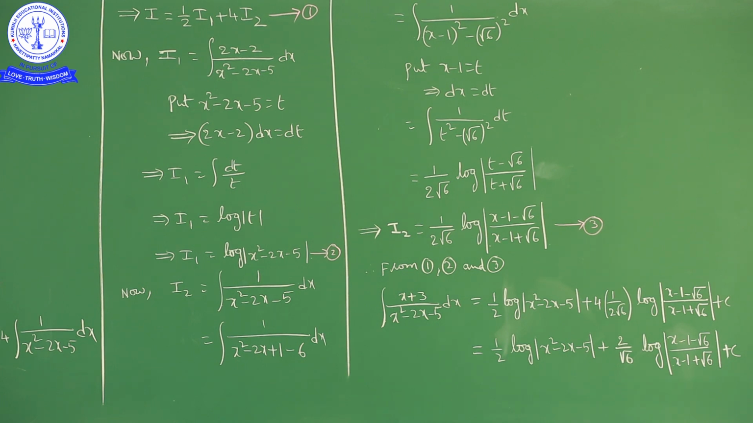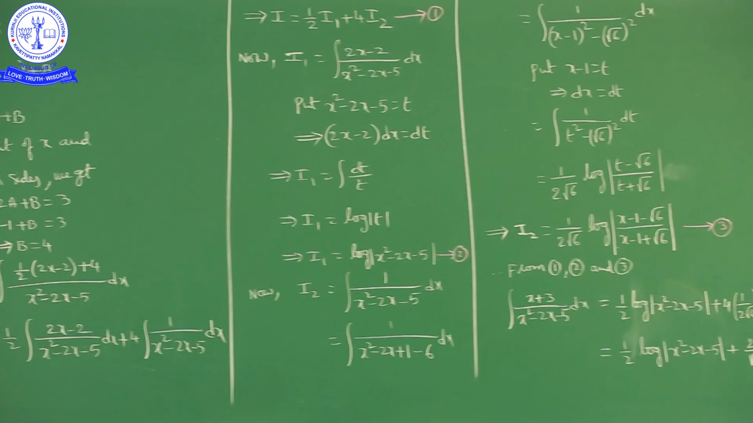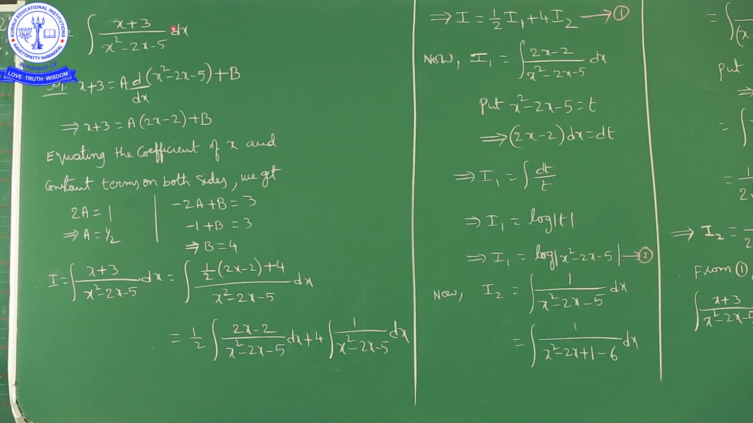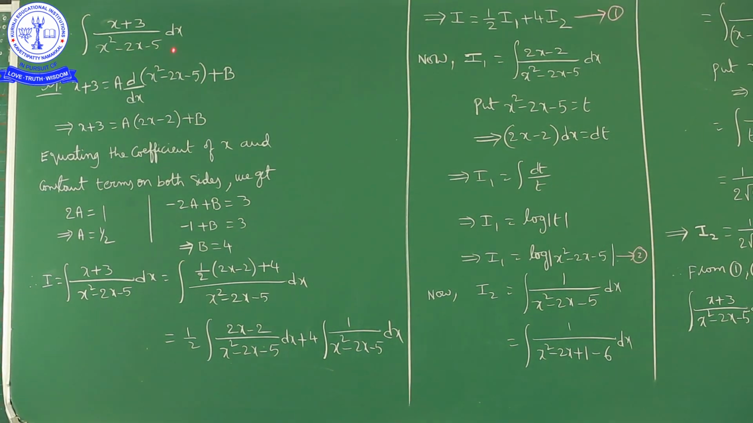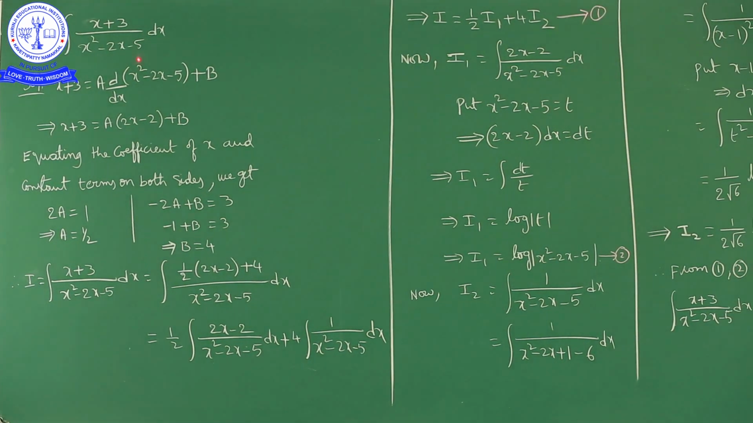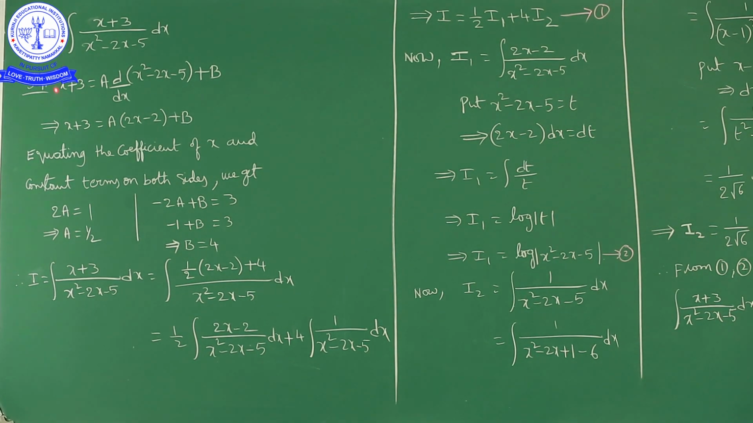Okay, I will repeat once again. What we have in numerator? Numerator is a linear function, denominator is a quadratic function. Whenever numerator is linear and denominator is quadratic, write numerator as some constant a into derivative of quadratic part plus some other constant. Now differentiation of x square minus 2x minus 5 is 2x minus 2. So what we get? X plus 3 is equal to a into 2x minus 2 plus b.